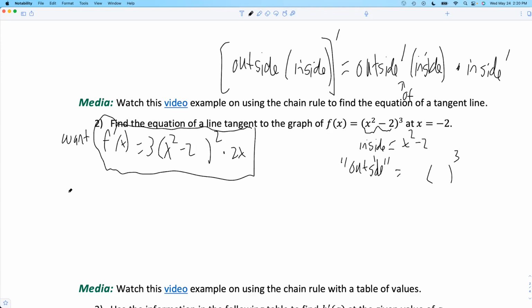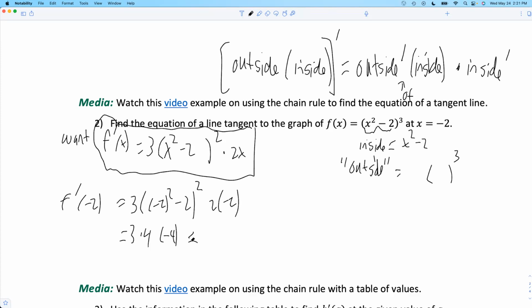Now, what do I want? I want f prime at negative 2. So that would be 3 times negative 2 in parentheses squared minus 2, squared, times 2 times negative 2. So that'd be 3 times 4 minus 2 squared. So 4 minus 2 is 2 squared. That'd be 4 times negative 4. This is all multiplied here. So I think that's negative 48. So that's the slope of my tangent line.